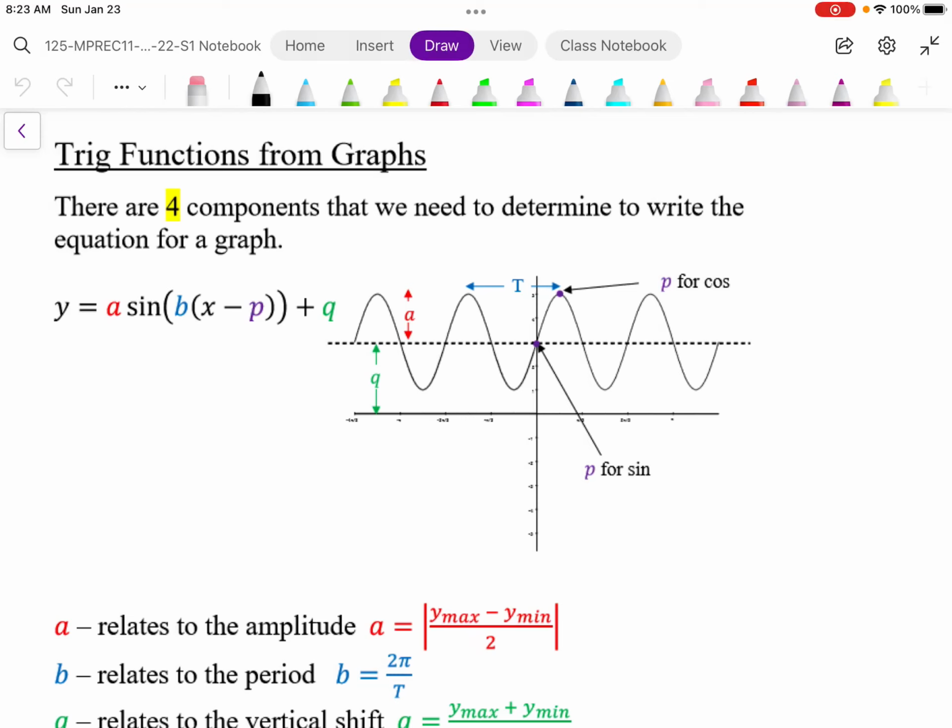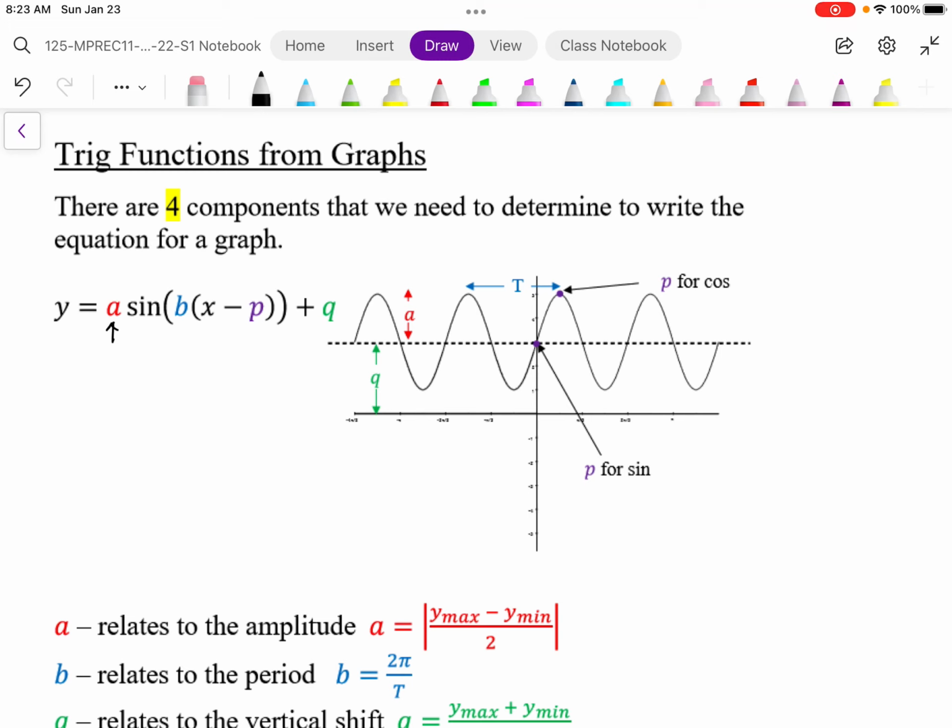In this lesson, we're going to focus on finding a trig function from the graph. There's basically four parts of the trig function we need to determine. There are four properties to come up with the equation or the function. Those four parts are going to be our amplitude, which is A.